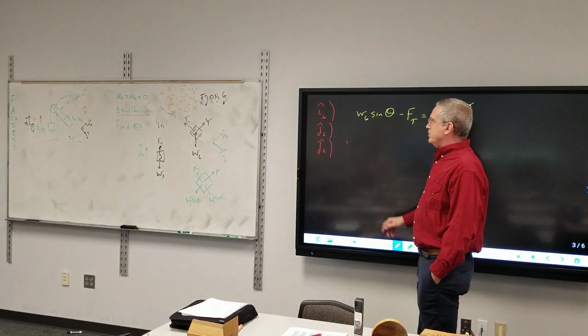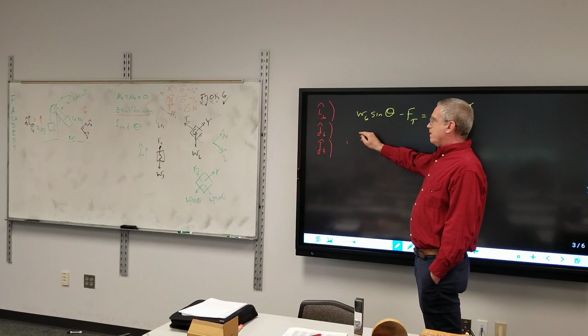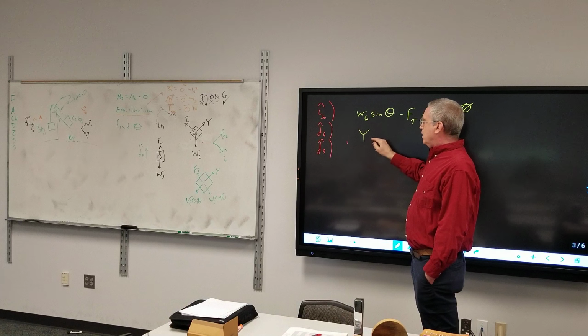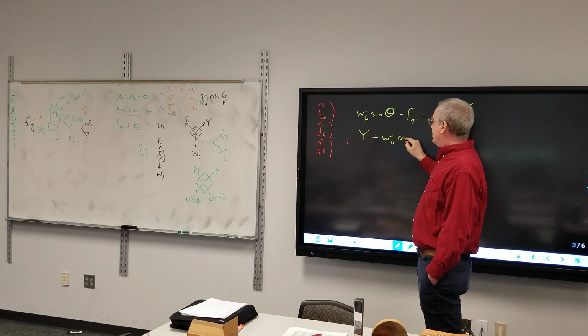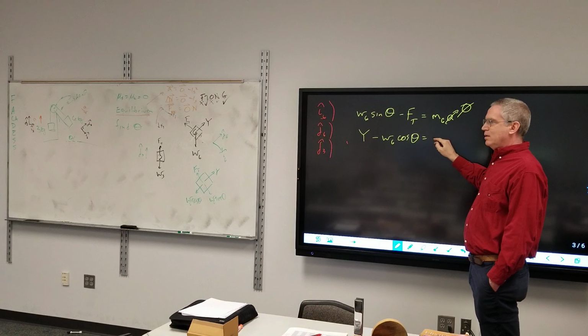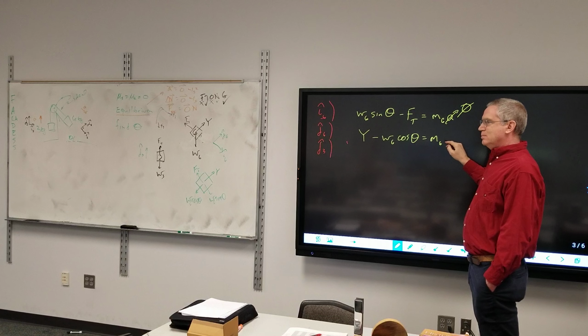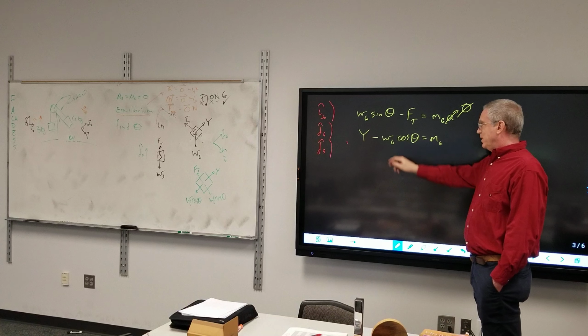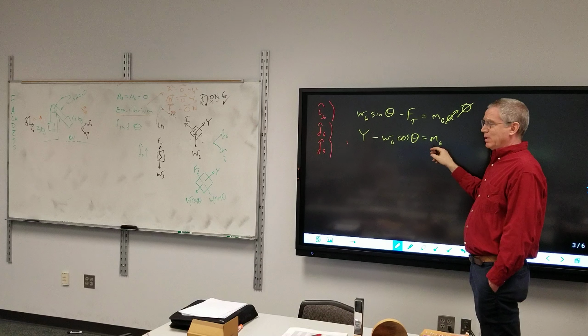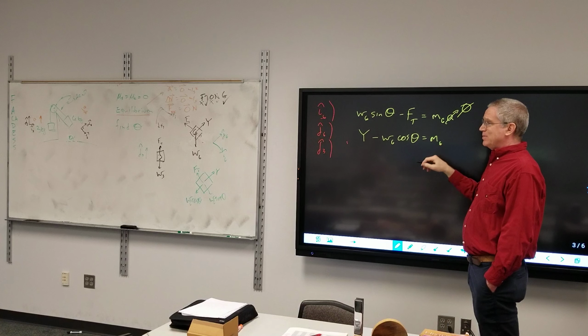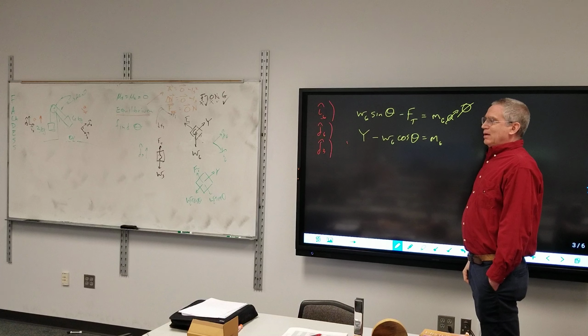All right, 2 more equations. Y minus weight 6 cosine theta equals m6. These are forces, oh, but those would have units of newtons. That would have units of kilograms. Newtons to kilograms, not equal. Always.